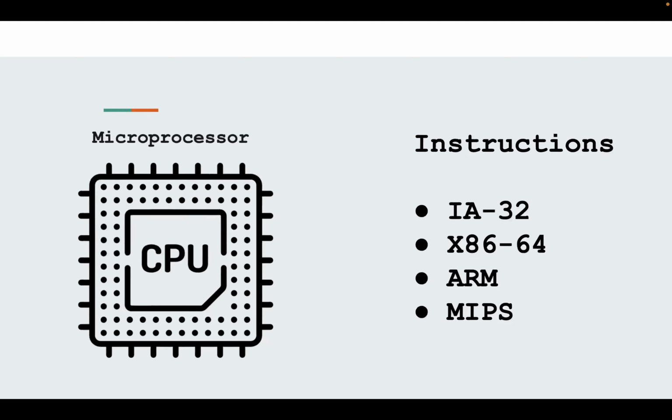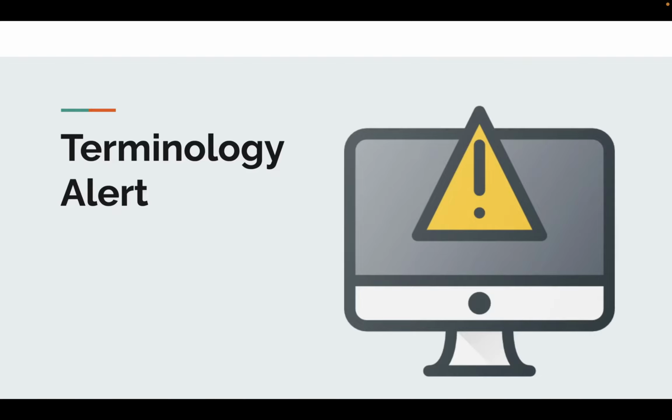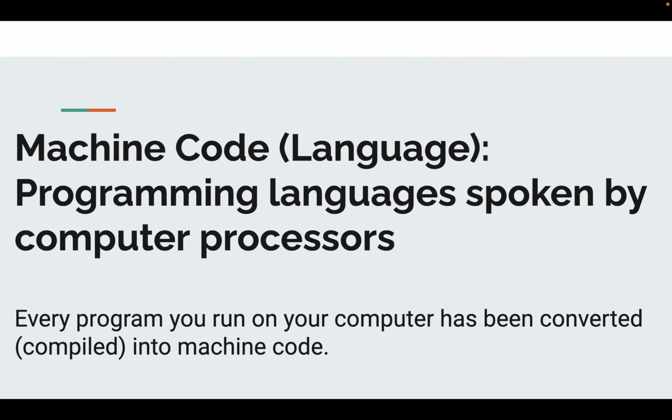Okay, hang on a minute. Terminology alert. Machine code, or sometimes called machine language, are programming languages spoken by computer processors. Every program you run on your computer has been converted, or sometimes called compiled, into machine code, into the machine language that your computer processor speaks. All code eventually becomes machine code. It has to, because the machine is what carries out the requirements. The machine is what carries out the job.